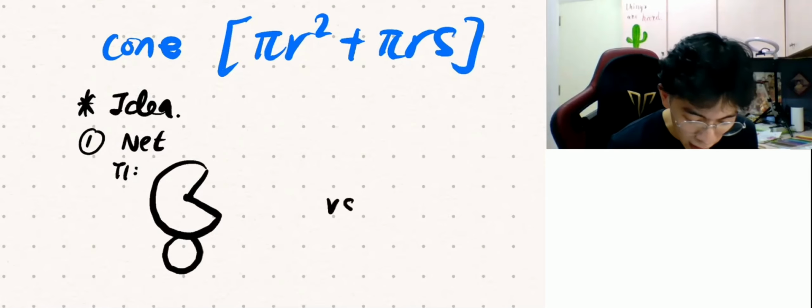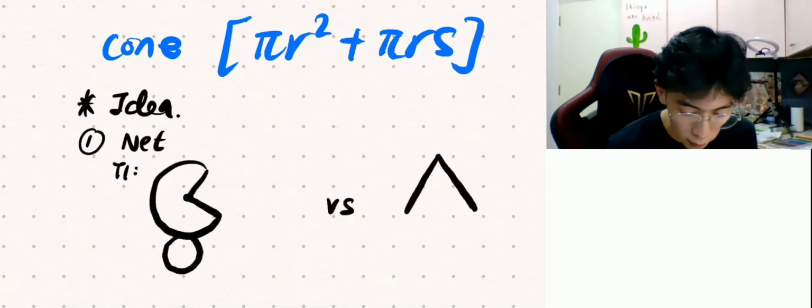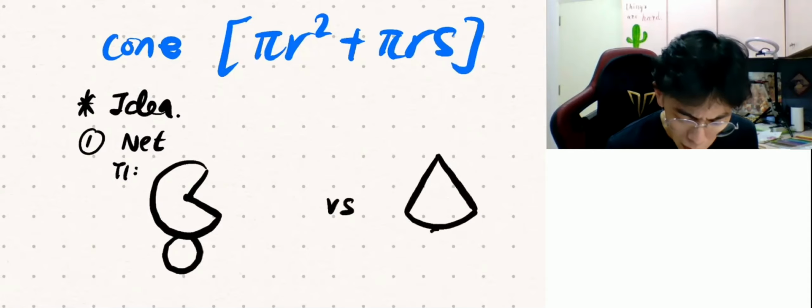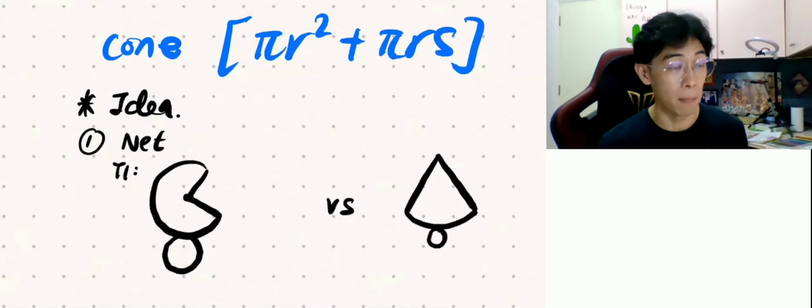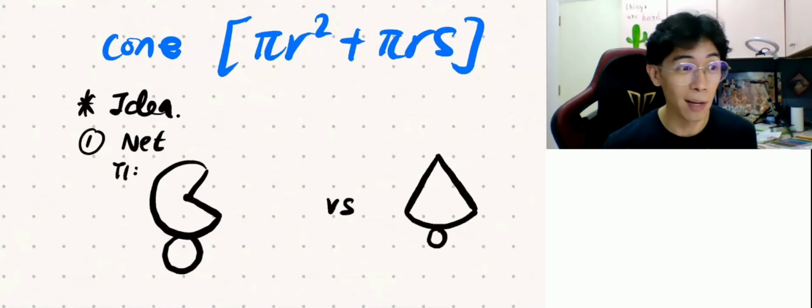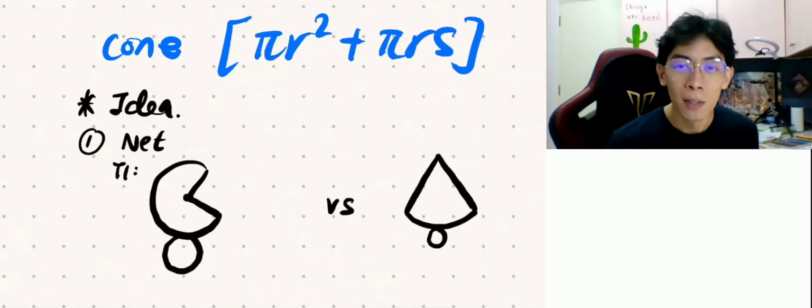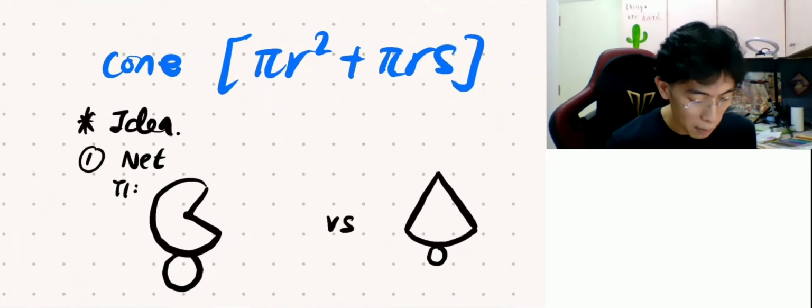Next, we have another type where it looks like a bell shape for the sector part. Then there will be a very small circle there, very small one. Of course, this is the cone, right? I will draw the picture as well.